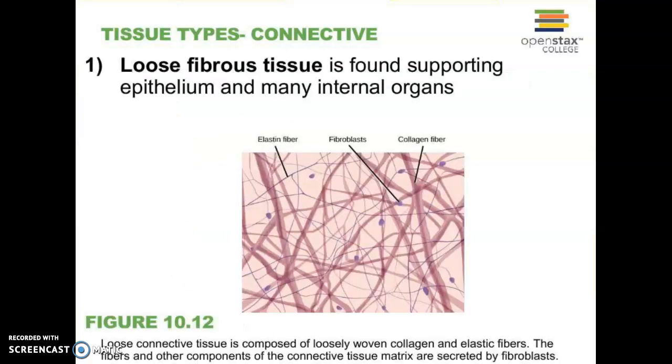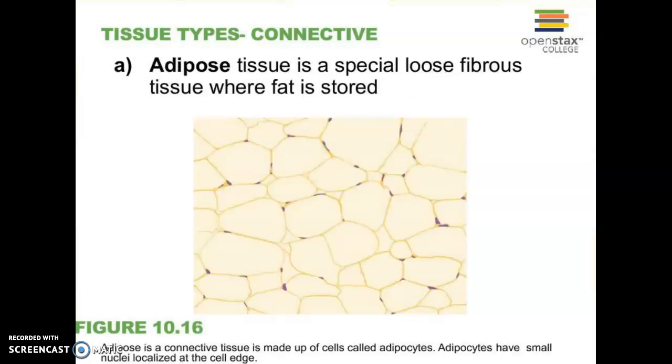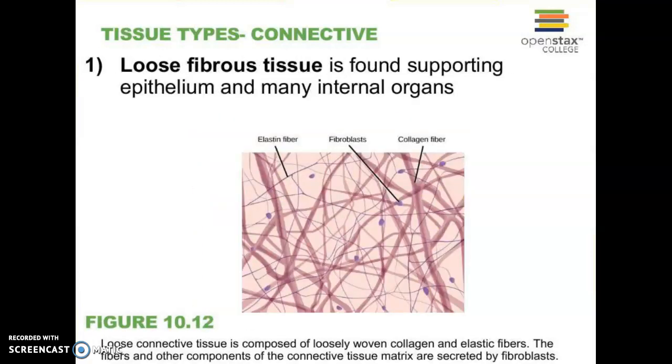So loose fibrous tissue, I'm going to peek ahead really quick. Okay, so loose fibrous tissue, this we find supporting that epithelium and also many organs. This just really has this kind of thread-like appearance, if you will. We have some collagen fiber. Collagen is so important in our bodies and plays so many incredible roles.